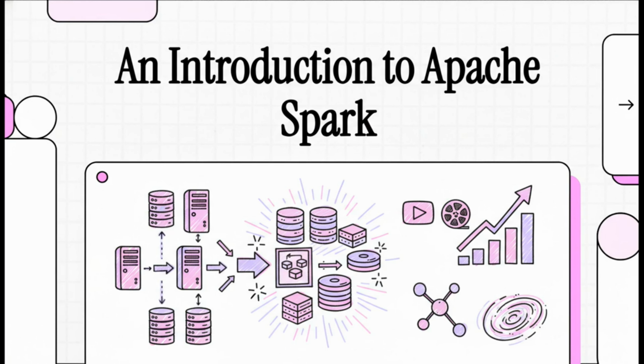You ever wonder how Netflix just knows what movie you want to watch next? Or how scientists can sift through mountains of genetic data? Well, a lot of the time, the magic behind the curtain is a technology called Apache Spark. And today, we're going to pull that curtain back and see exactly how it works.